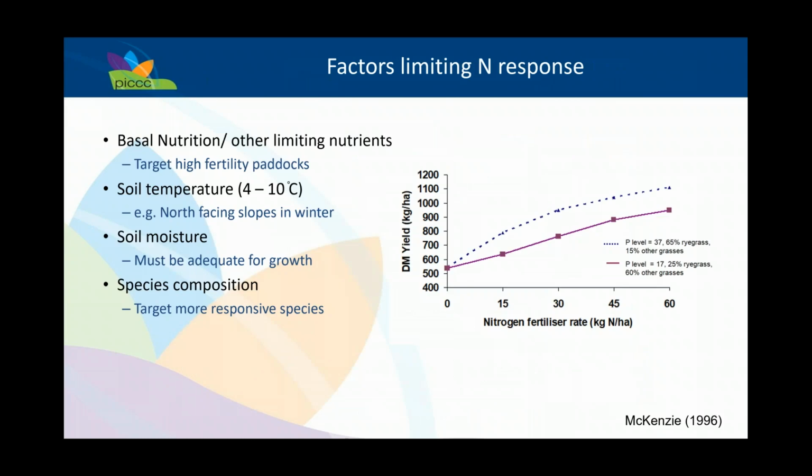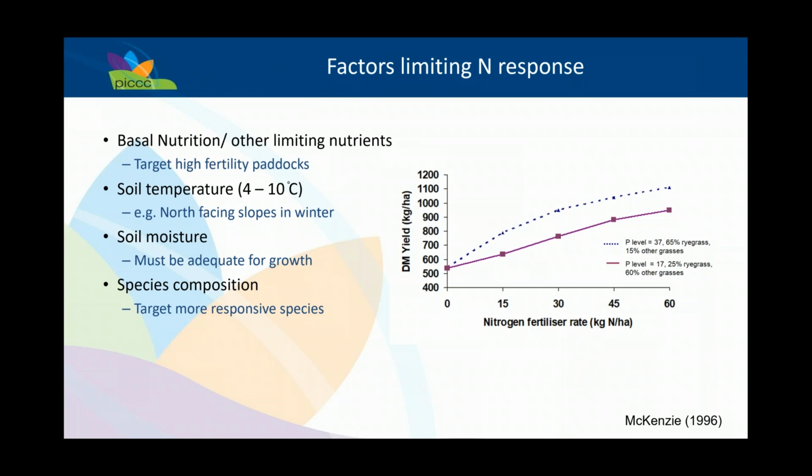What else limits the response to nitrogen? This is one of the questions that came up last time. How do you know you're going to get a good response to nitrogen? Well, we know that basal nutrition matters. If other nutrients are limiting, like phosphorus, for example, if your Olsen P or your Colwell P are limiting, it just brings the whole response to nitrogen down.